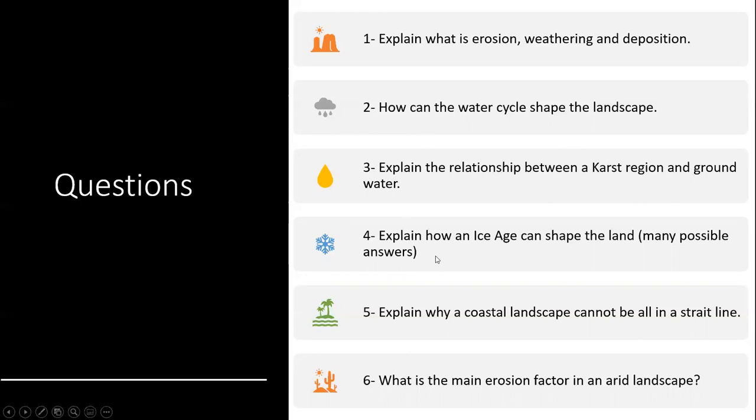Explain how an ice age can shape the land. There are many possible answers here. If you watch the videos, you'll have plenty of ideas to explain that. Explain why a coastal landscape cannot be all in a straight line. There are many reasons, but you can narrow it down to about two. And what is the main erosion factor in an arid landscape? This is going to be easy because there's only one.